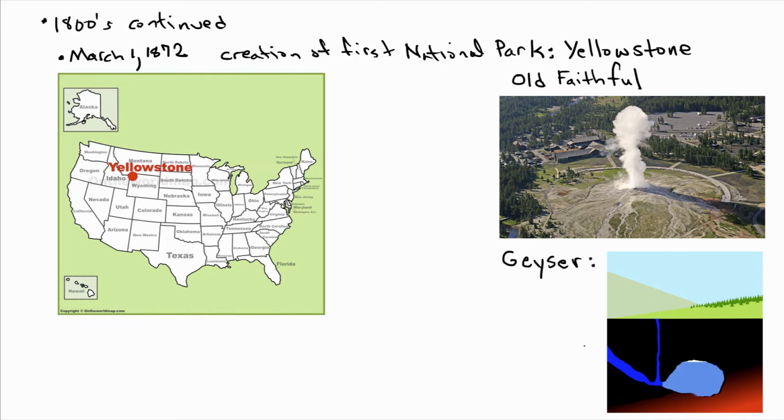So you have this underground stream that fills a cavity with water, and then the cavity is in contact with heated rock, basically from magma down here, and eventually it gets so much pressure that it just shoots out. But the important thing here is March 1st, the creation of the first national park.